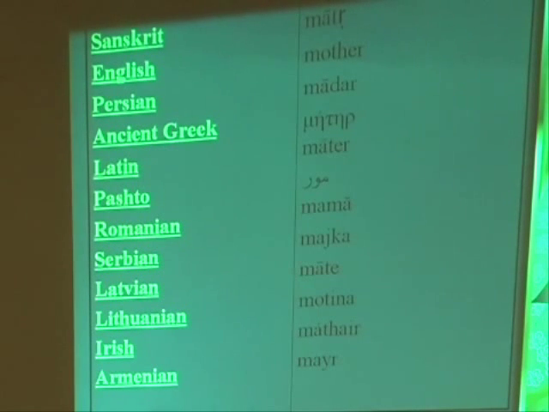A lot of languages, I just put a few. Look what's happening in the Indo-European languages, which are very close relatives. You have either mater or mother or madar, mater, mama, maika, mate, motina. There's many, many more, but they're all related. What do they have in common? The MA, all from ima.